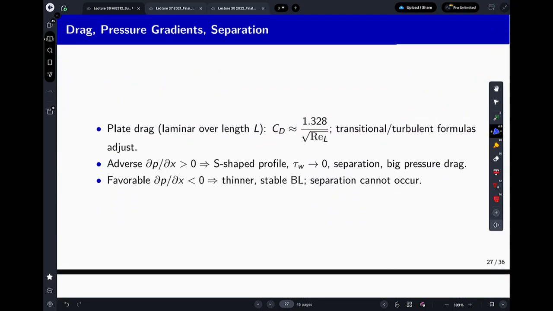So it's useful to recognize that, but in the end, you really need to know what the relationships are and recognize them. Plate drag, laminar over length, CD is equal to 1.328 over square root of Reynolds number. Transitional turbulent numbers adjust, and we've talked about that. And I have updated the aid sheet to include that. I will try and do that by the end of the week.